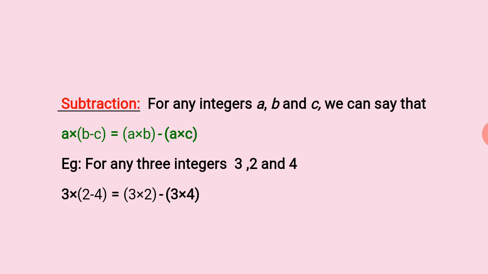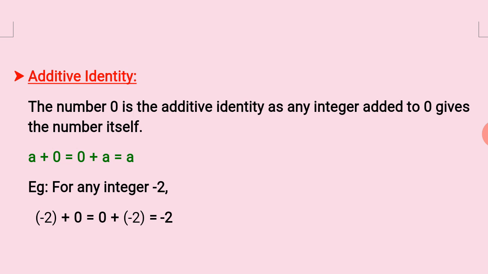For your understanding, three integers are taken, 3, 2 and 4. 3 multiplied by 2 minus 4. You can solve it on your own. You will check yourself. Then it is distributed as 3 multiplied by 2, in between minus sign, and then 3 multiplied by 4.